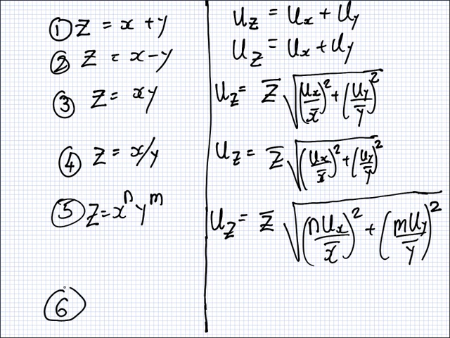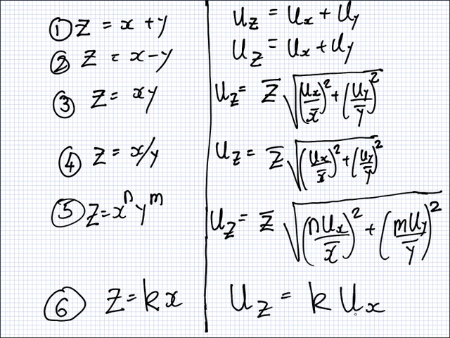Six, the last one. The last one is z is equal to some constant times x. The uncertainty in z is just going to be the constant times the uncertainty in x.